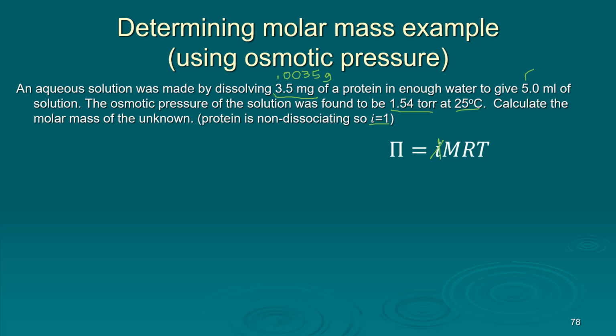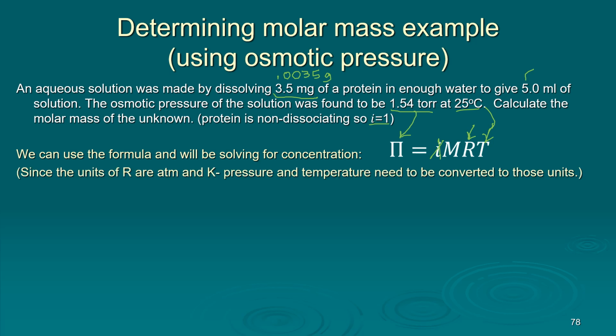Similar to what we did before, we know the osmotic pressure. We know the R, because that's just a constant, and we know the T. Make sure and put it in Kelvin. And we can solve for molarity. Now, we have to be careful because remember, if we're using R in terms of atmospheres, the first thing we have to do is convert our pressure to atmospheres to be able to work this problem.